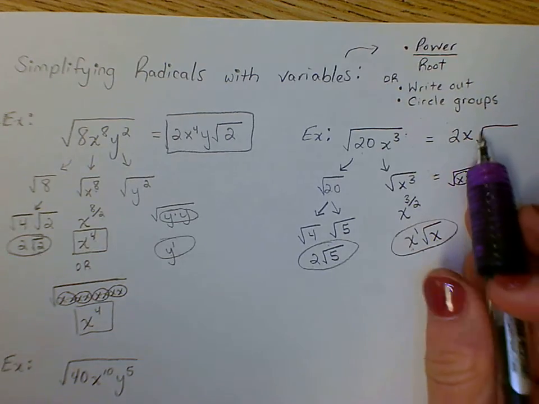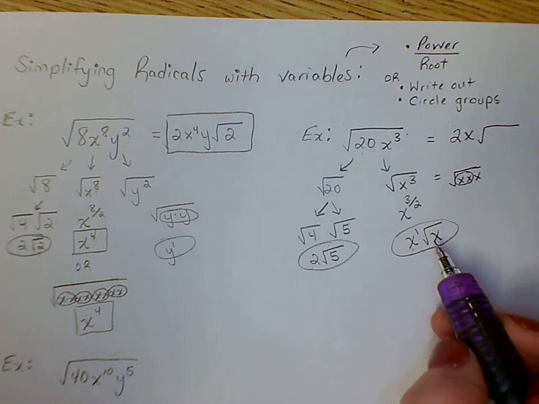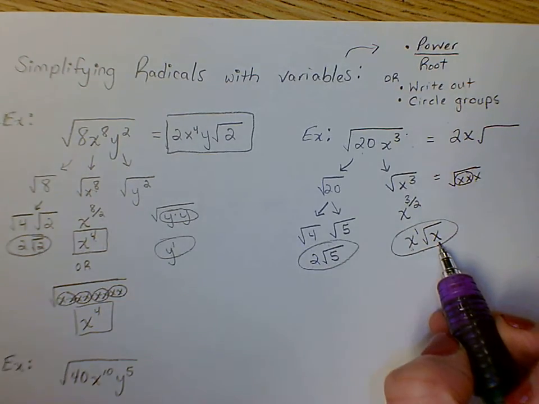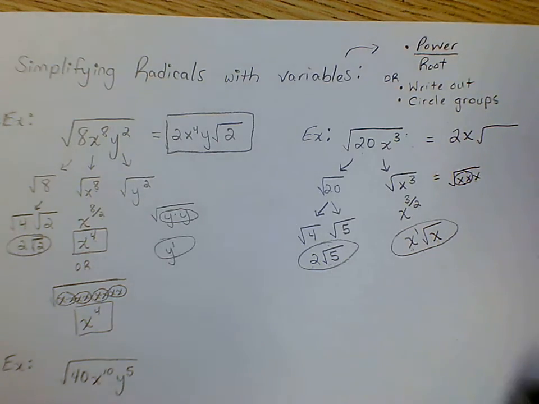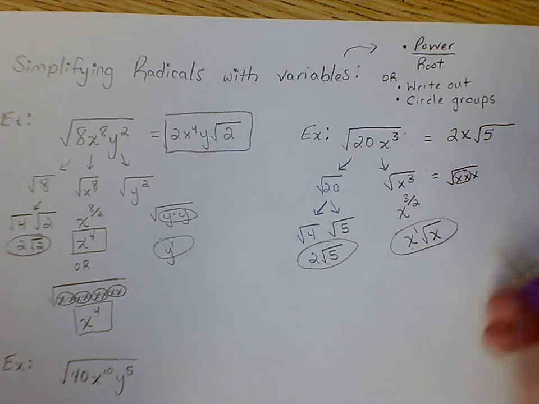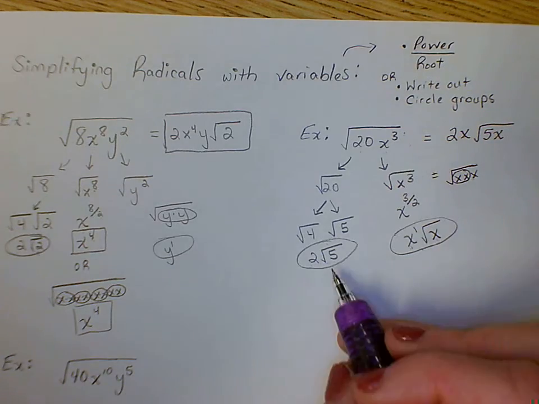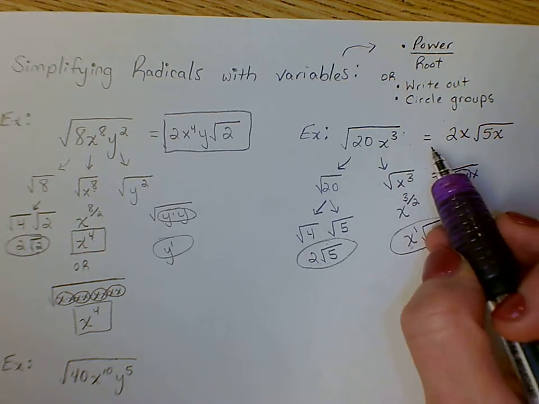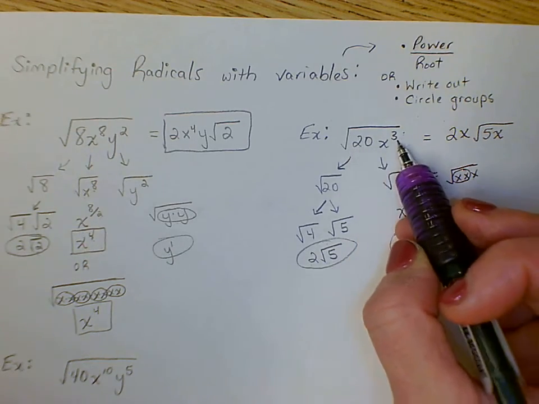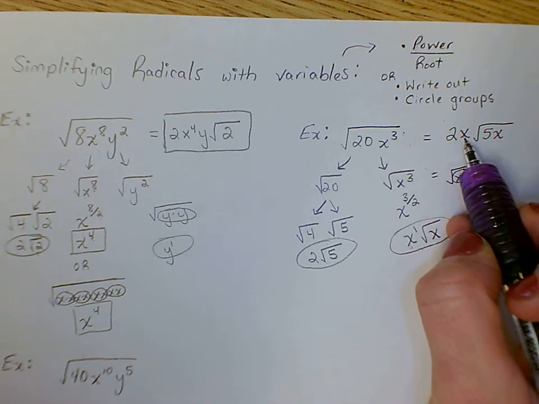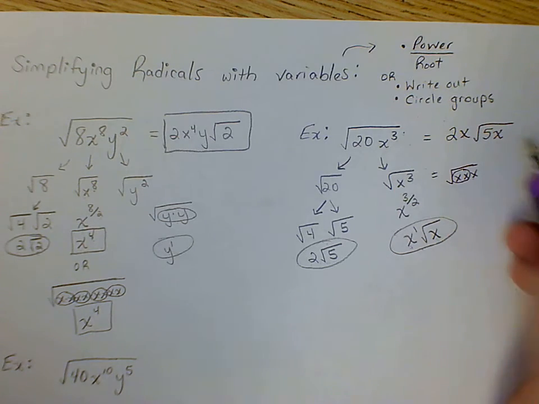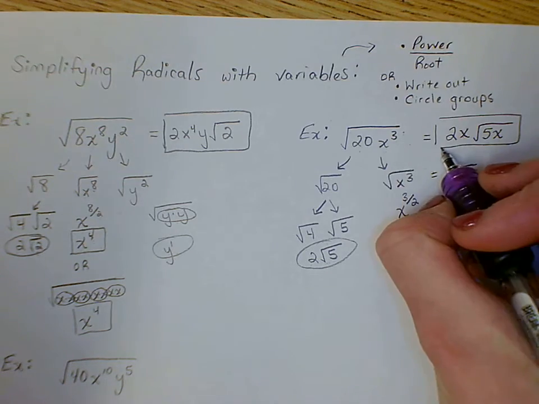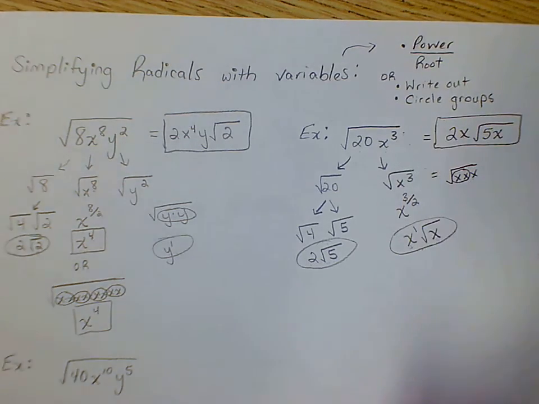So we've got the square root. You still have to put the square root because you can't take the square root of these. So the 5 would go underneath, and then that x would go underneath as well. And so when I take the square root of 20x to the third, I would get 2x square root of 5x. That would be my answer. Okay, so let's do one more.